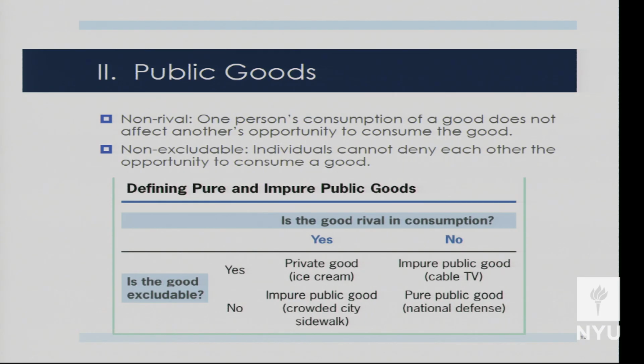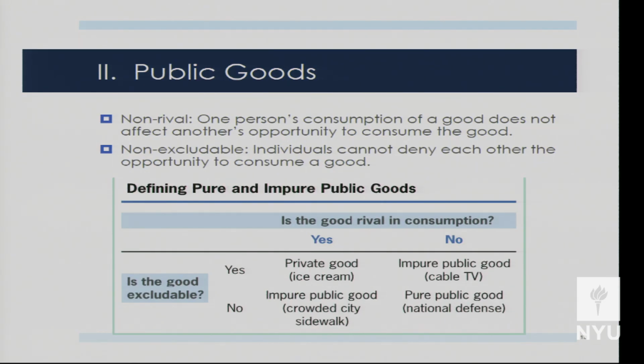So an example of a private good, a good that is rival and excludable, is like an ice cream cone. If I'm enjoying an ice cream cone, it certainly reduces your ability to enjoy that ice cream cone, and I can stop you. Maybe if I was bigger, I'd be better at it, but I could stop you from eating my ice cream cone, right? That's rival and excludable.